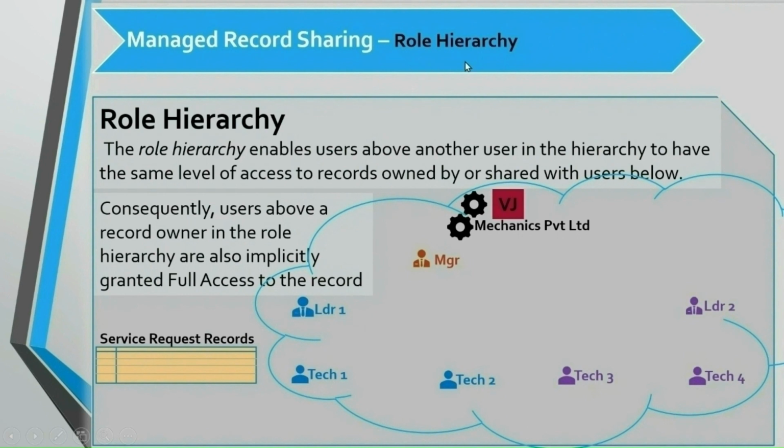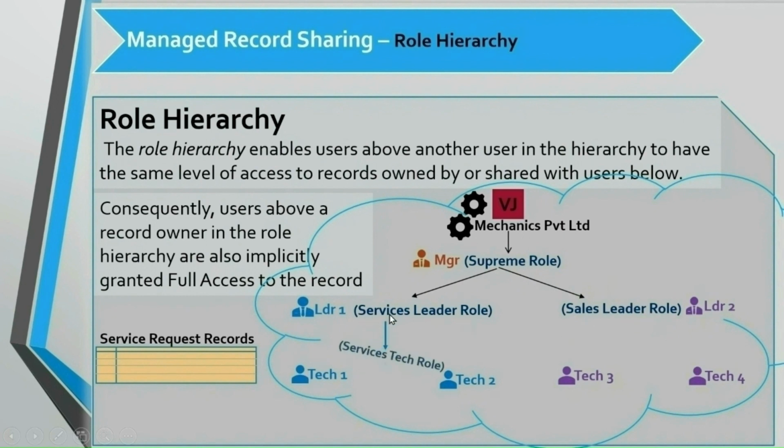To understand role hierarchy in a better way, we would create another 3 users, LDR2, Tech3, Tech4, and we would apply the role hierarchy on this organization as below. For manager, supreme role, and for LDR1, services leader role, and LDR2 also sales leader role. Under services leader role, we have services tech role. Under this, we have Tech 1 and Tech 2. Under sales leader role, we have sales tech role. Under sales tech role, we have Tech 3, Tech 4.